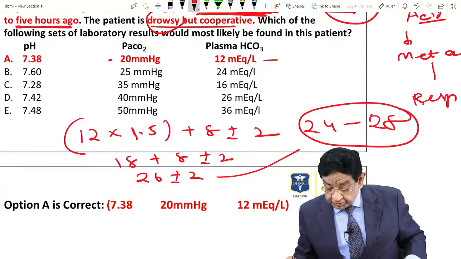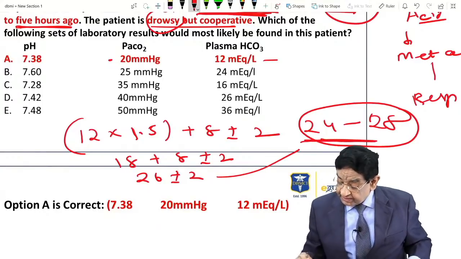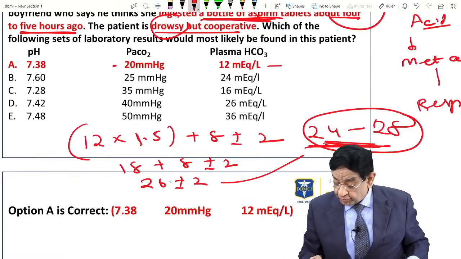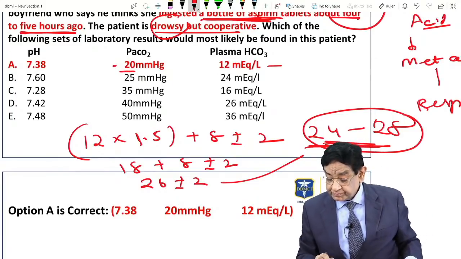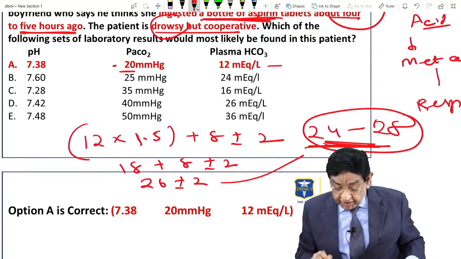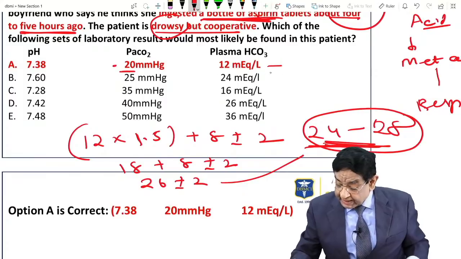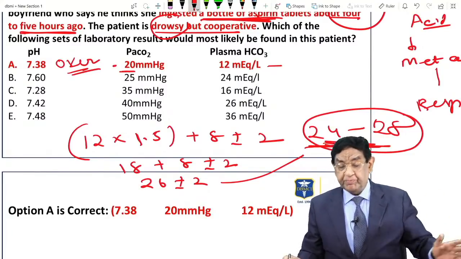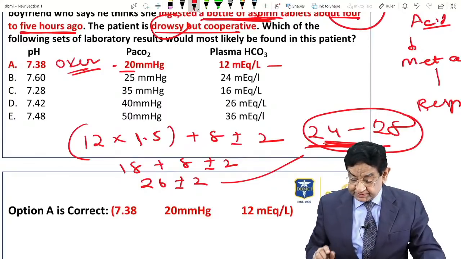So if you look at how much CO2 we are getting, we should be in the range of 24 to 28. This is slightly on the lower side, agreed. It looks like here it has been overcompensated. It has even gone below 24. Let's look into other options.